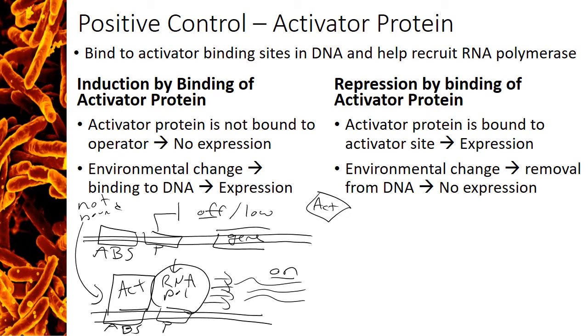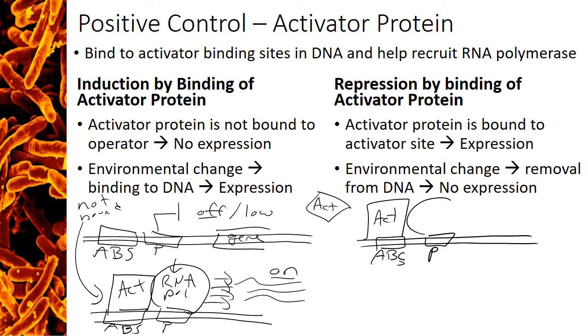We see the opposite for repression by an activator protein. So this would be positive control leading to repression. So again, we have our DNA, we have our activator binding site, and our promoter, but in this instance, the activator protein is already bound to that activator binding site, recruiting RNA polymerase, leading to lots of transcription.